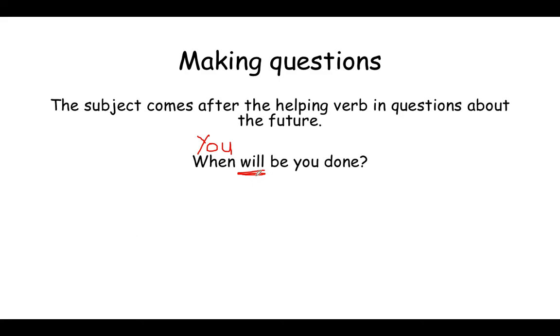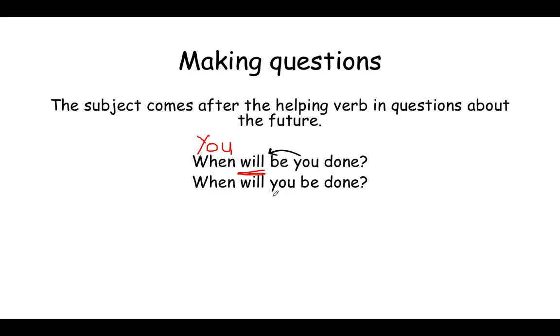So if you ask, when will you be done? This is the same as if you asked, will you be done? That's a yes or no question. When you're asking an information question and they say when, all that they changed is they put it before will. You don't need to change anything after that. The rest of the sentence is the same as what we just learned.